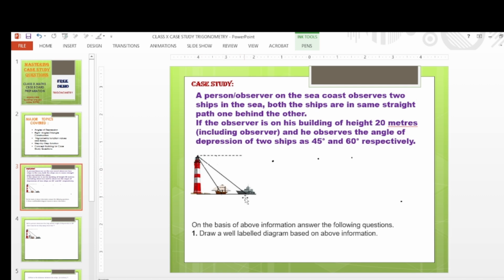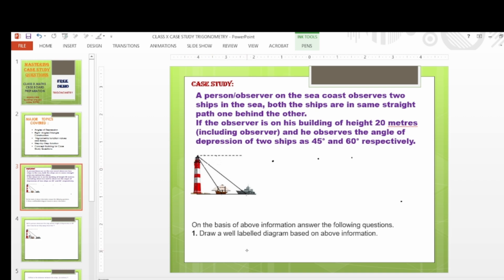If the observer is on his building, the observer is here on the building and of height 20 meter, including the observer, it means the building plus the observer, the total height given is 20 meter. And what is he observing? The angle of depressions. He is looking at two ships. Let's mark these ships also. He's looking at two ships and he is making angles of depression.